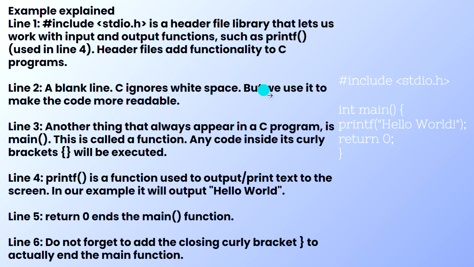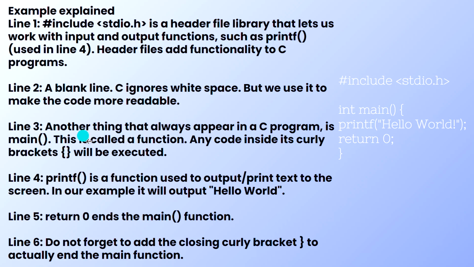Secondly, in this program, here is a blank space. In C language, a blank space is also considered a line, so the second line. C ignores white spaces, but we use them to make the code more readable.